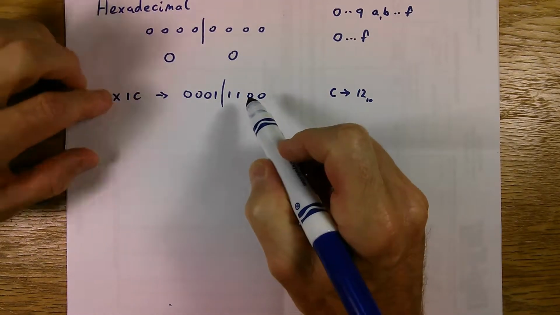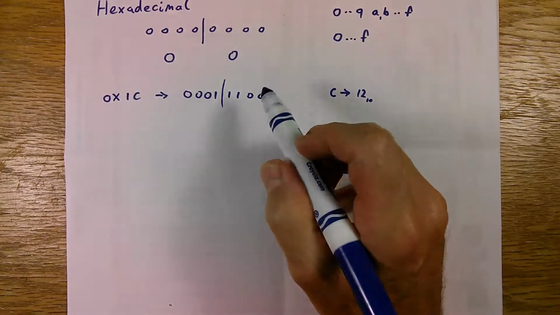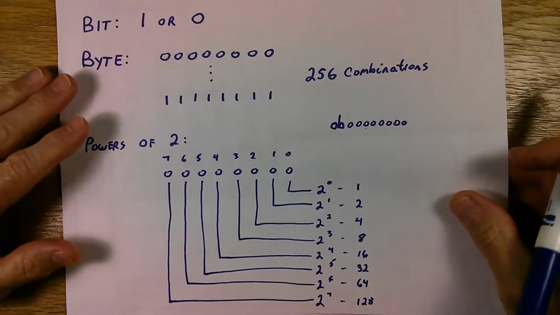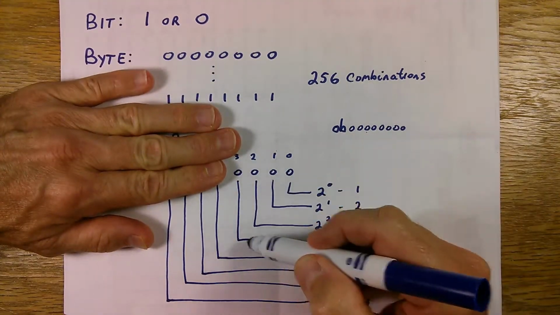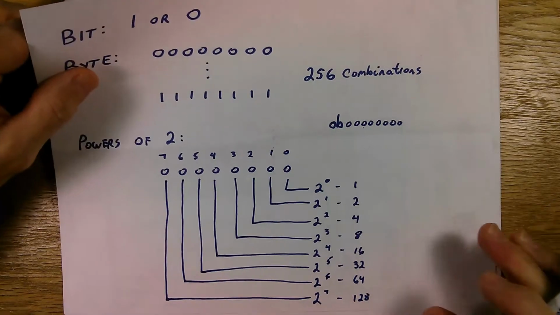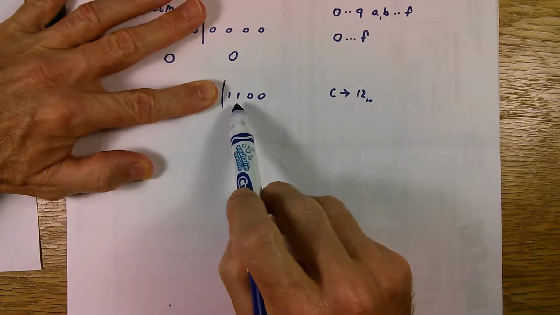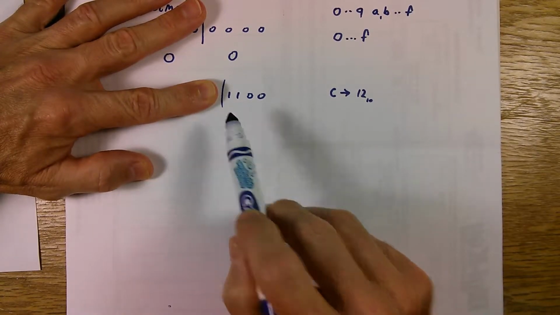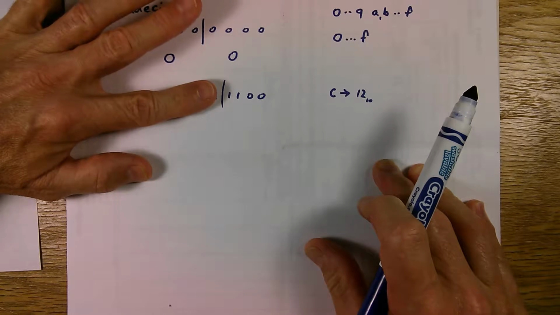Remember, from the previous sheet I showed you, we'll just look at these ones here. So we've got groups of 8, 4, 2, and 1. If we look at what we've got here for a C, we've got a group of 8 and a 4. So we add 8 and 4, and that gives us 12. So that's how you can figure out your hexadecimal number as well.